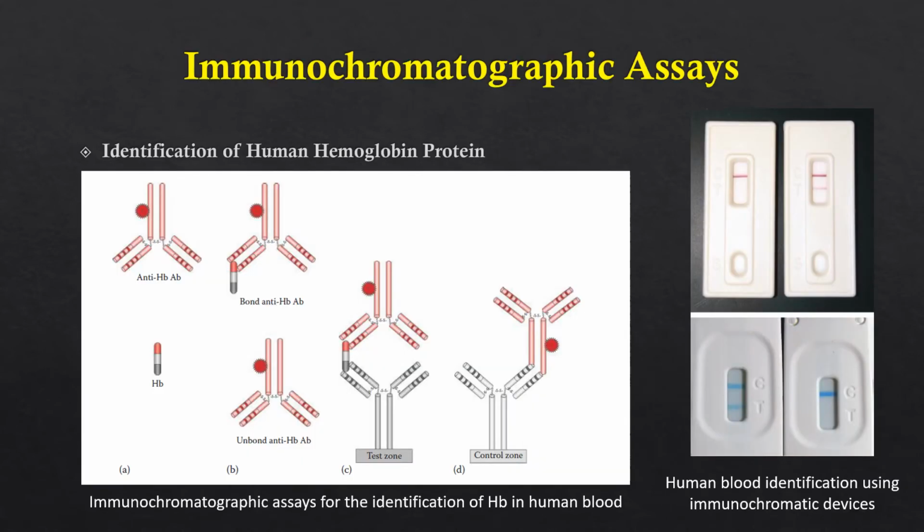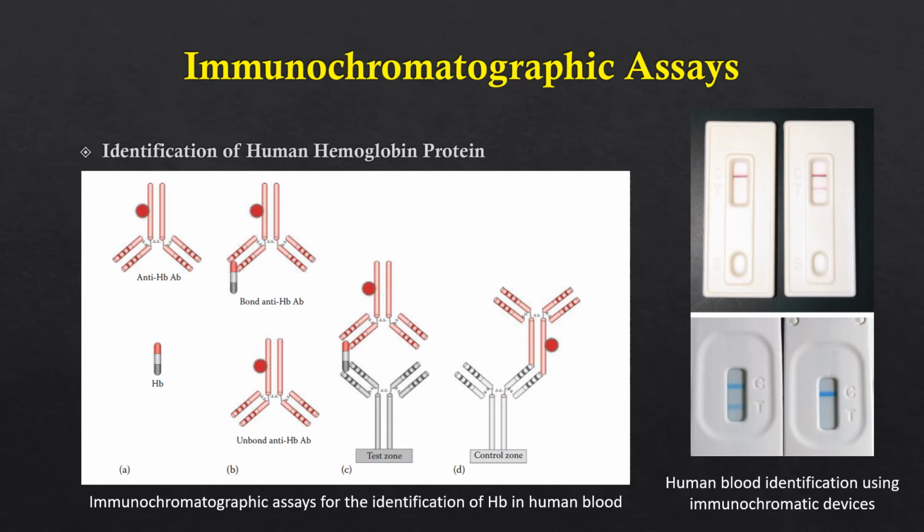So in field tests as well as in laboratory tests, immunochromatographic assays are most common, in which identification of human hemoglobin protein is seen. The immunochromatographic assay for identification of hemoglobin in human blood is seen in this particular way.